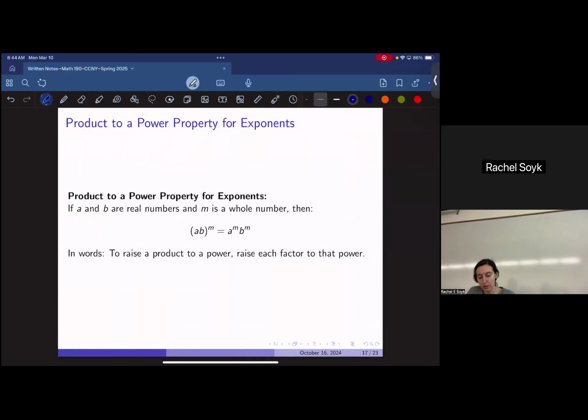Right. And so this next rule, we have product to a power property for exponents. So this is just showing that if you have two terms here, whether they're numbers, whether they're other variables, what's happening is you need to distribute that exponent, if it's in parentheses, to each of those variables. You cannot forget to do that.